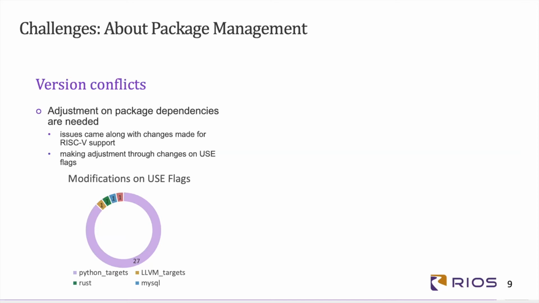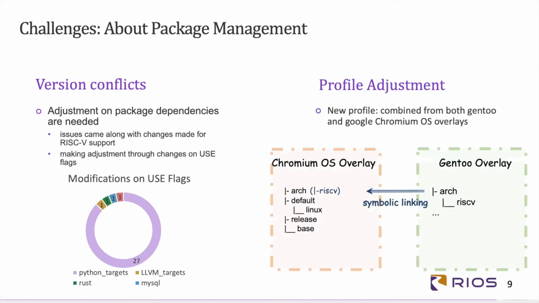We can see that most of the conflicts are about Python, since Python 2 is no longer supported by recent systems, but at the development time of Chrome OS, there were still a lot of scripts using Python 2, and dealing with these conflicts is very complex. And we also have some modifications on the LLVM target, as well as the database and Rust. And about the profile adjustment.